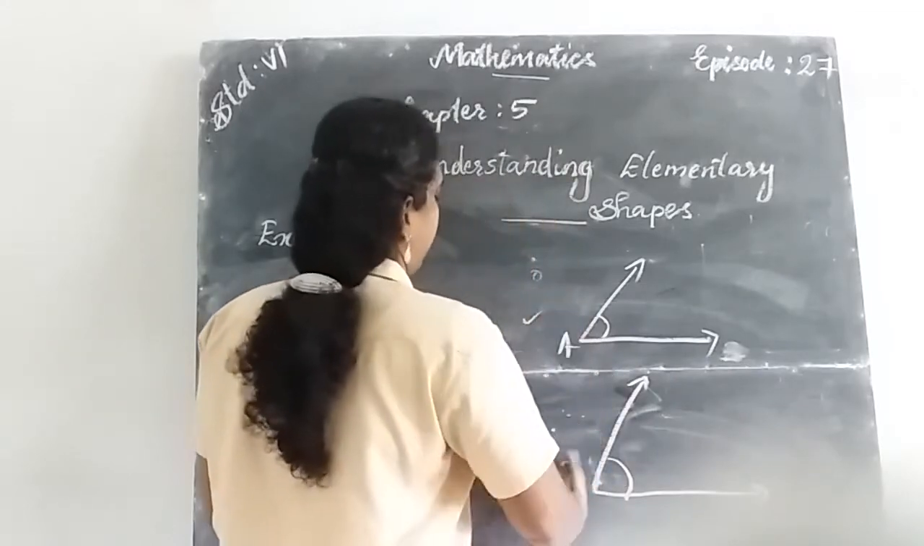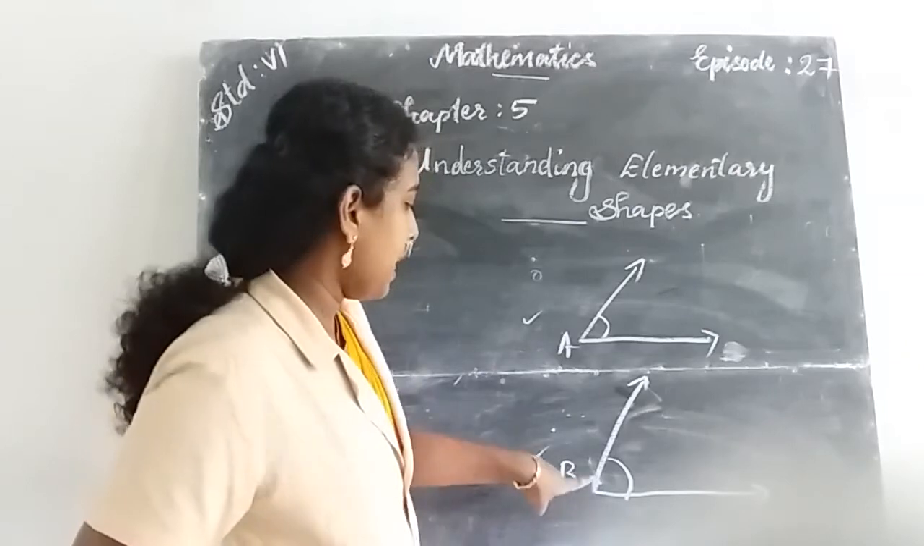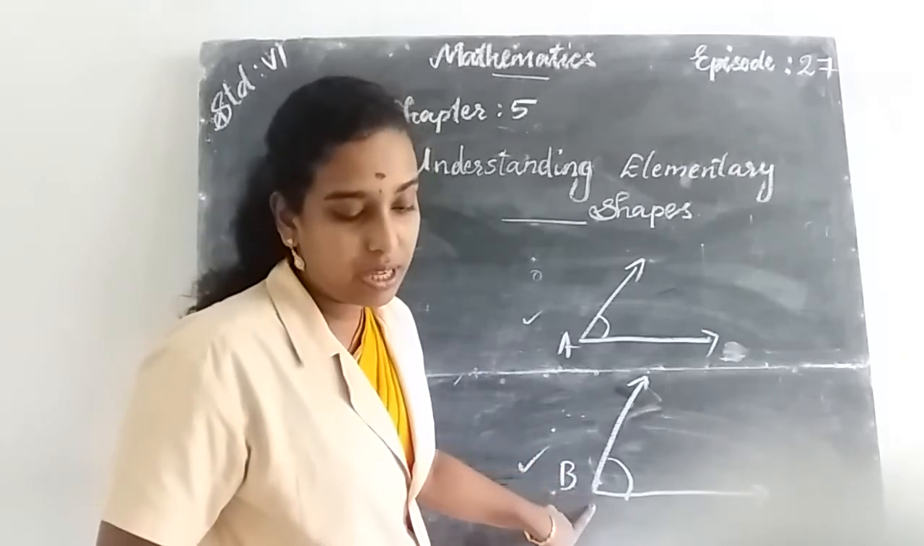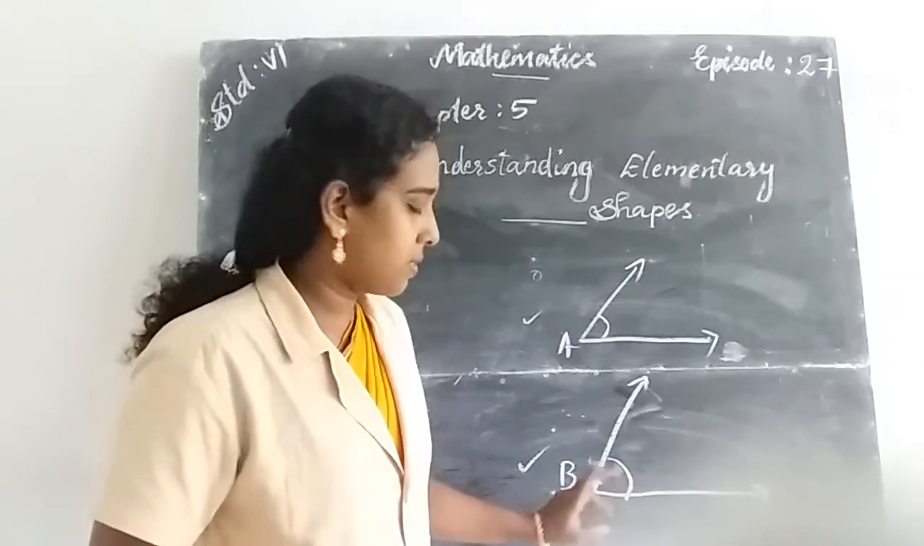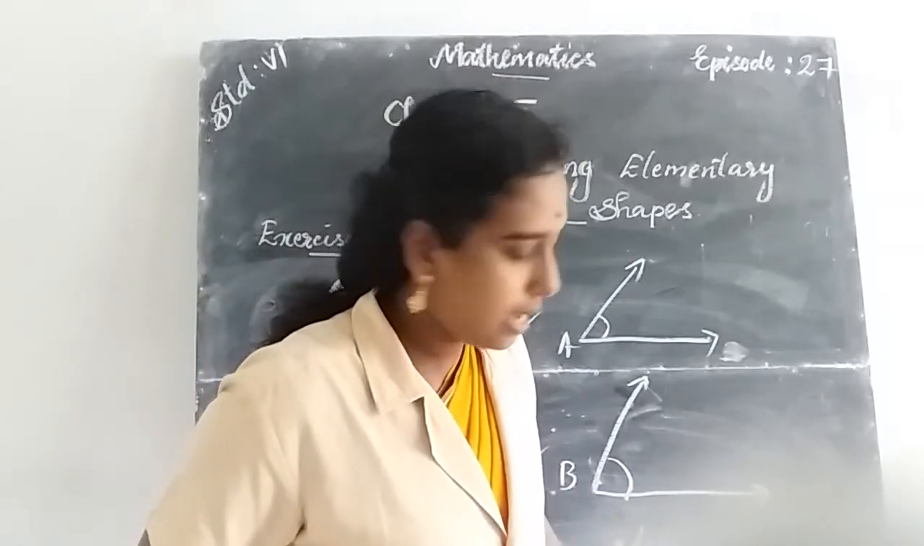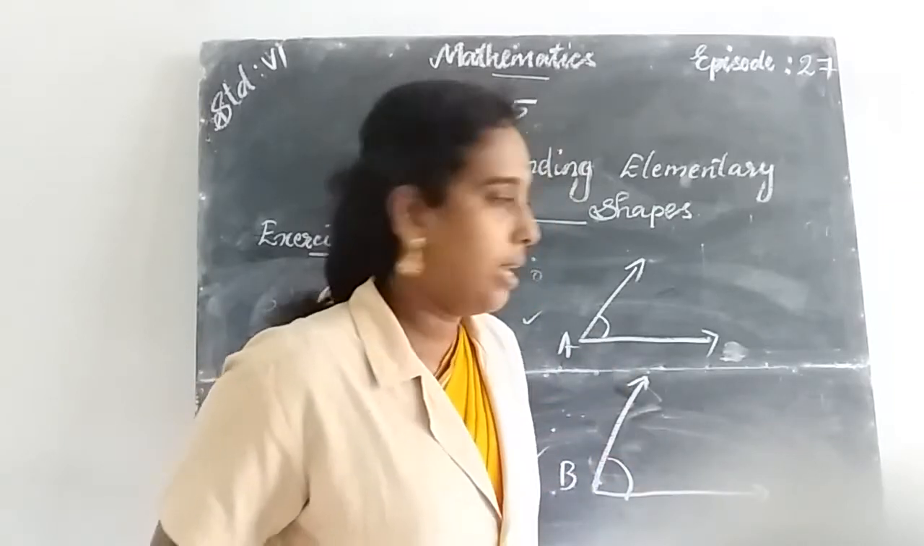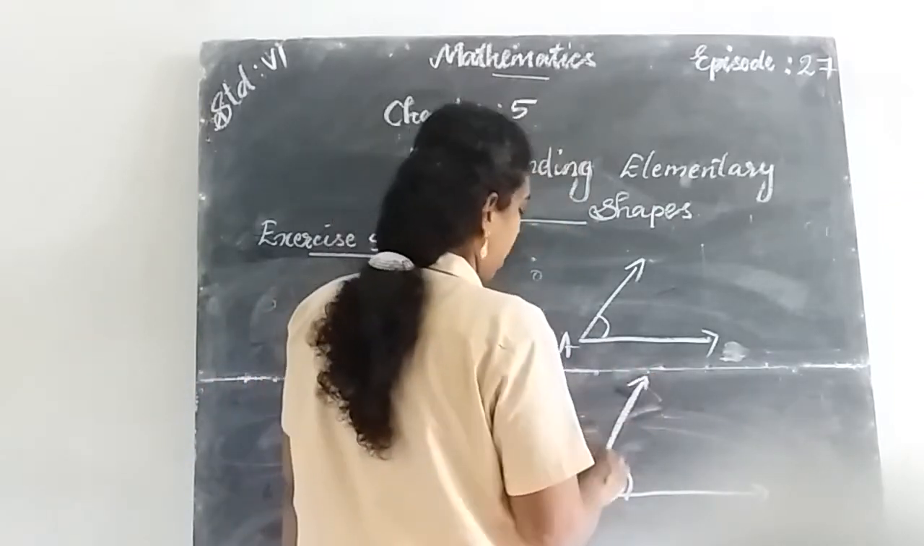Here is figure A and here this is B. Which is the greater angle? Here, this is the greater. This figure has the greater angle. So, which is the greater? That means angle B has a larger measure of angle. That angle A, this is the larger angle.